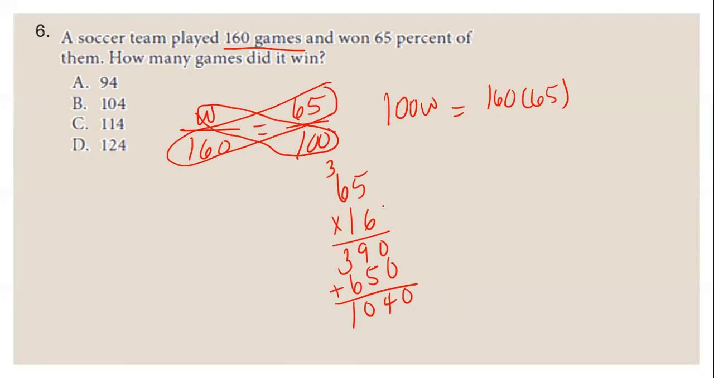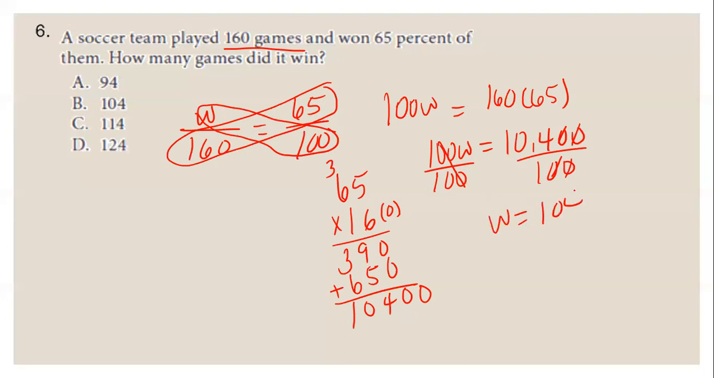And remember, we still have to add what back in here? Our 0. So we're now left with 100 W equals 10,400. After you do that, what do you do? Divide. So we cross multiply and divide. Cross out the zeros. So you get W equals 104. That is what you were taught in 5th grade, the butterfly.